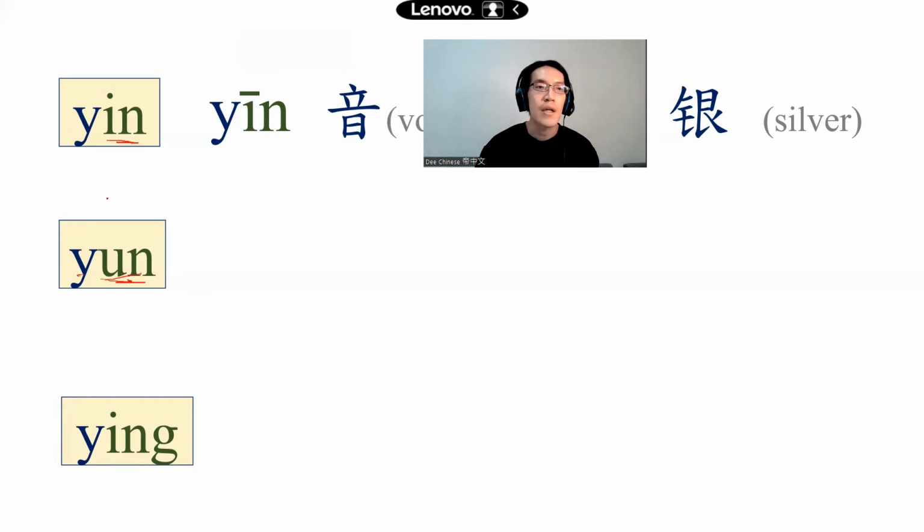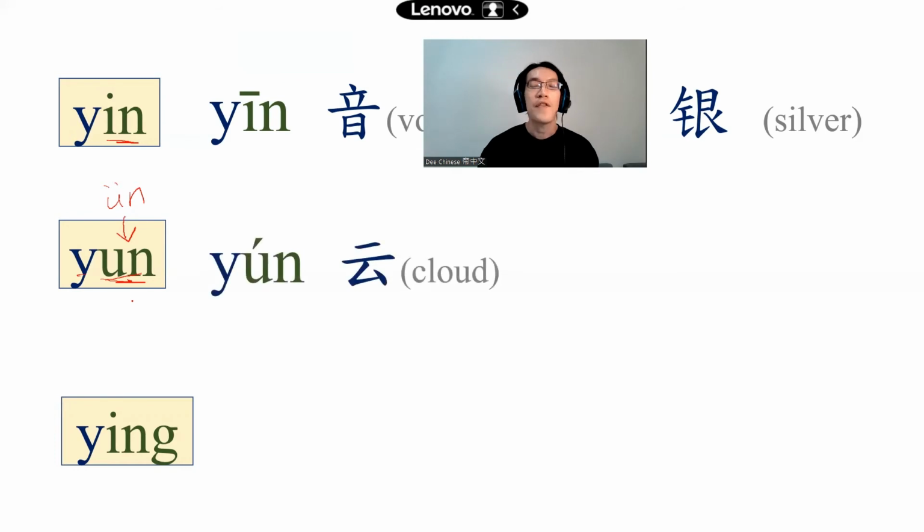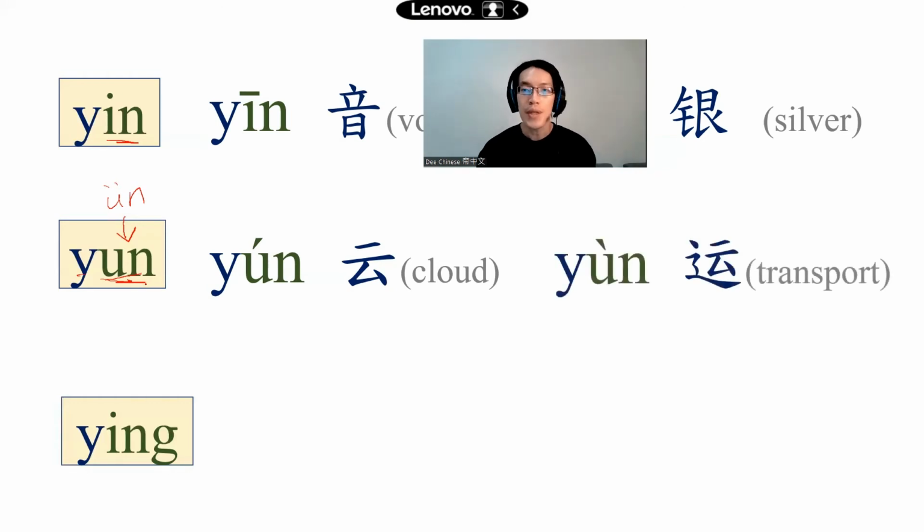And the next one, when Y is combined with un, remember this un: if un is combined with Y, it actually comes from yun. So this combination should be pronounced yun. The first example here is yun, which means cloud. And the next one, yun, means transport.